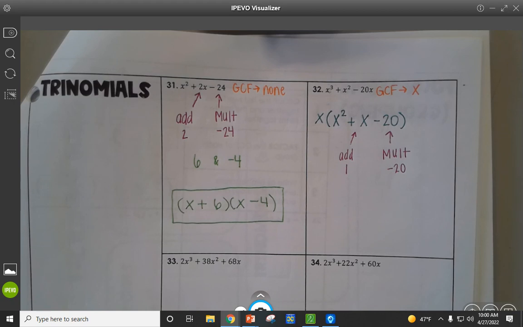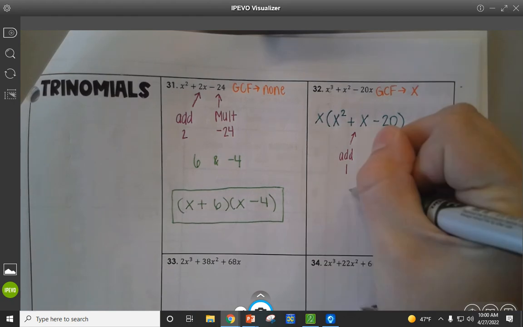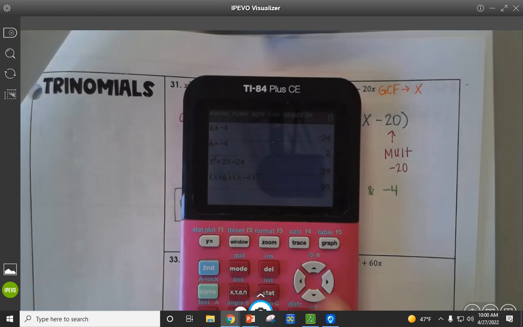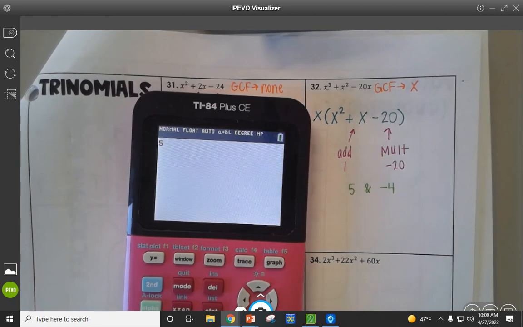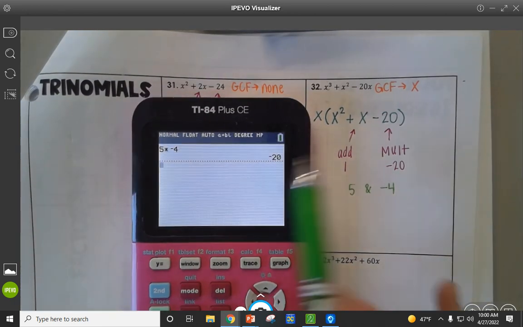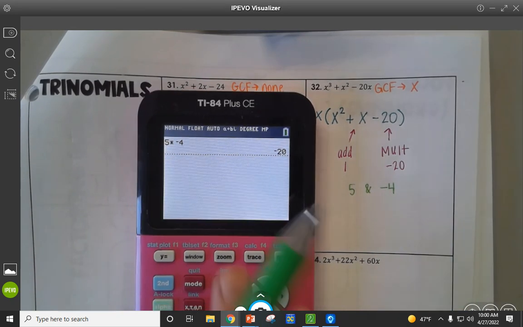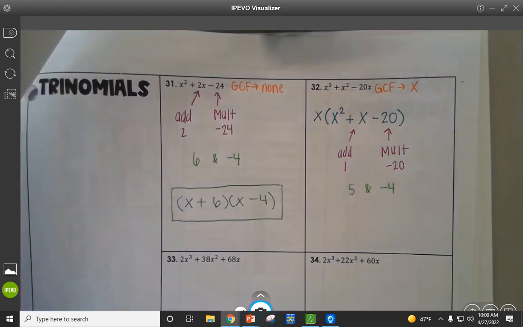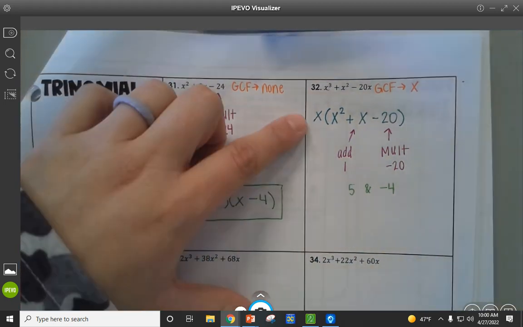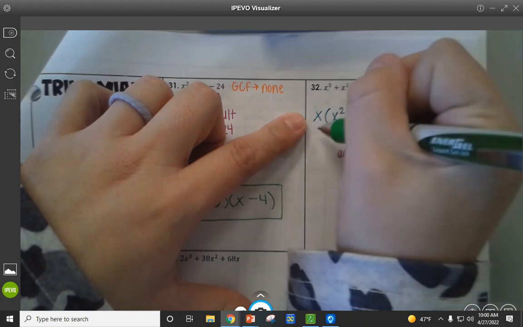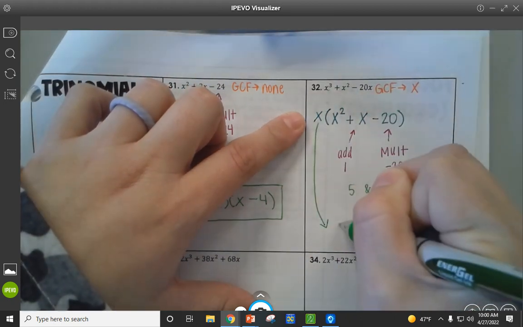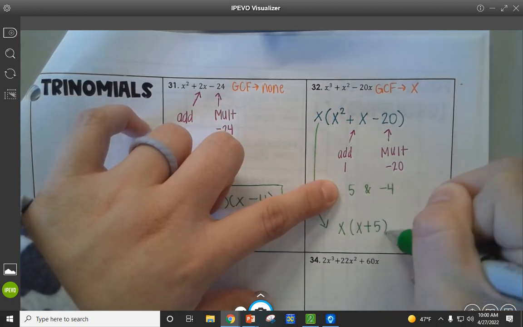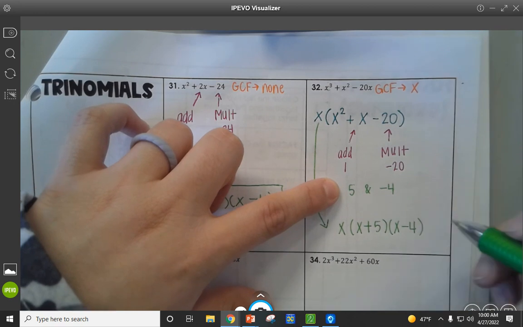Who wants to give me those numbers? Logan? Positive 5 and negative 4. Let's check to see if he's correct. 5 times negative 4, is that negative 20? Yep. 5 plus negative 4, is that 1? Yep. So those are your two numbers. Your GCF has to be a part of your answer. And then we have x times x plus 5 times x minus 4.